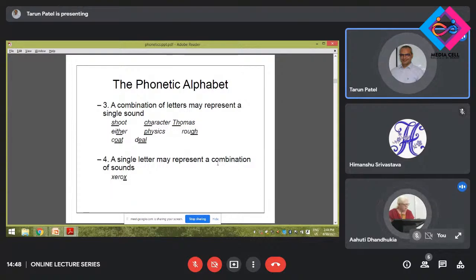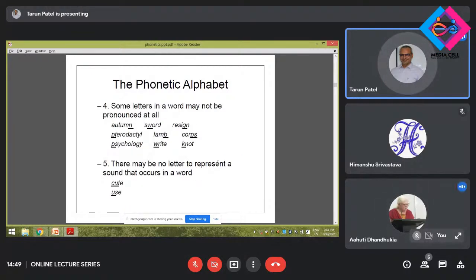Similarly, a combination of letters also sometimes represents a single sound. For example, we have shoot, character, Thomas, either. In Thomas we have th for t, and in either we have th for the. Similarly, physics, then rough. We have f as in ph, and though we have gh, we say f, rough. Similarly, a single letter also represents a combination, like Xerox. Many people might have got confused whether it's Xerox or Zerox. So, K and S are combined.